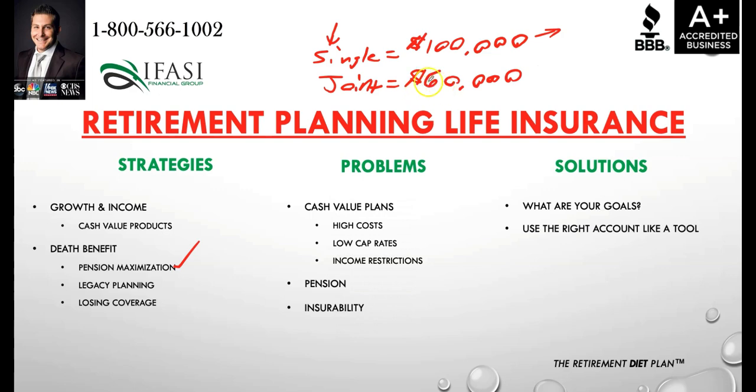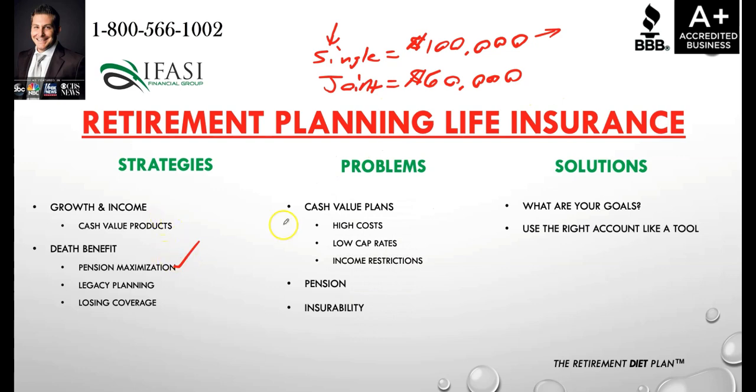With the joint lifetime income, if both the individual and their spouse are living and the individual passes away, the joint recipient could still be receiving that income. Whenever he or she passes away, then the income will stop. Nothing will get left over to beneficiaries.